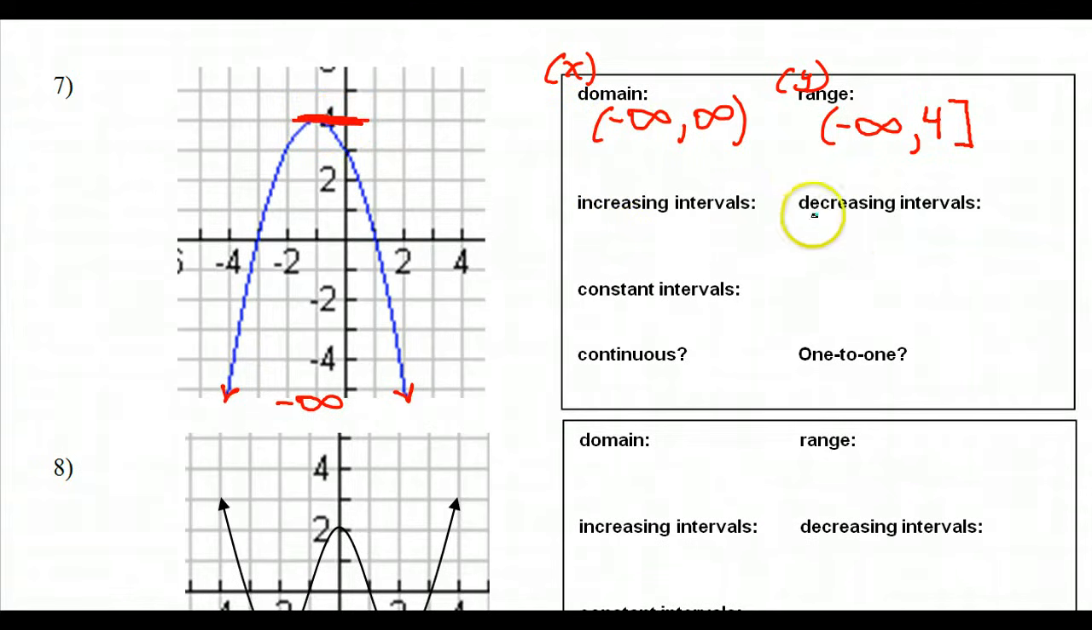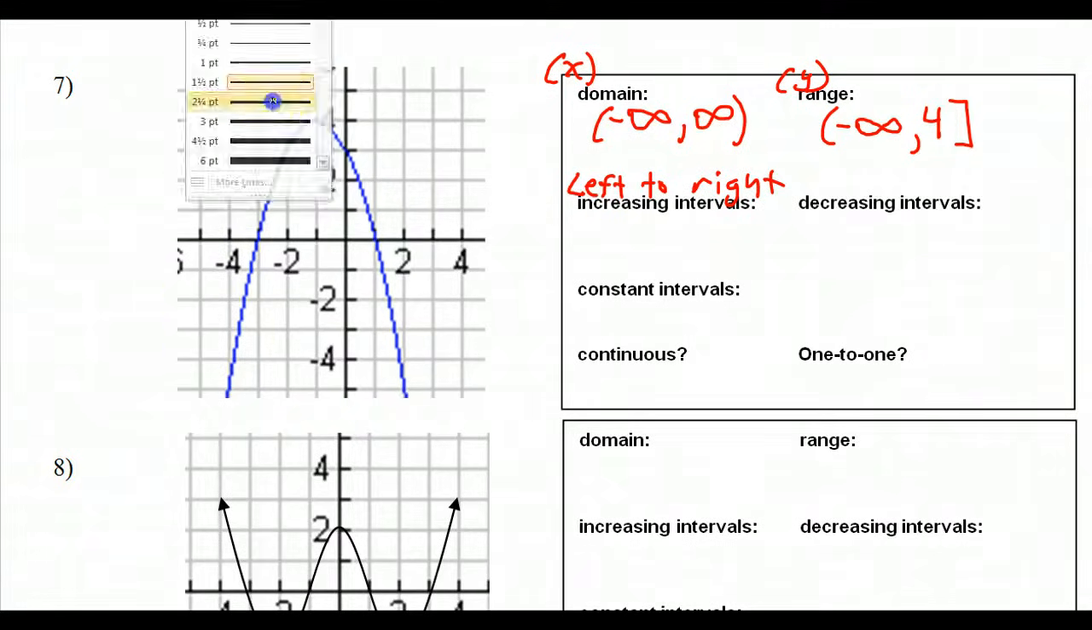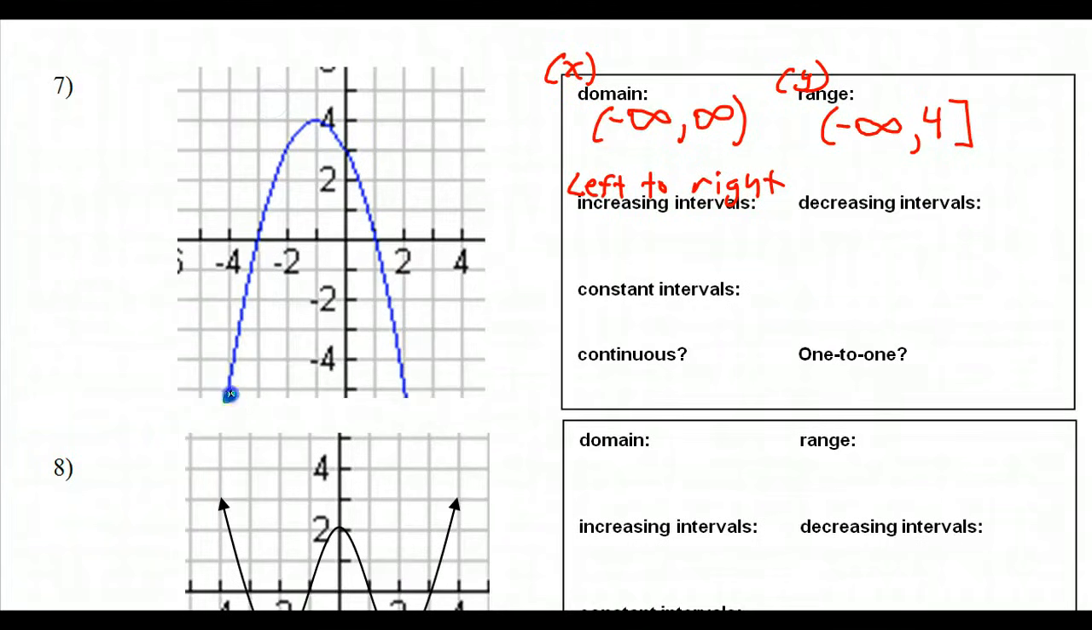Now let's talk about increasing and decreasing intervals. An increasing interval is just like it sounds. It's the x values where the graph is increasing from left to right. All right, and by the way, this has to be left to right. So look, let me colorize this for you. Say I'm starting out over here on the left side of the graph. This is my beginning point. And I want to get from here, and eventually I'm going to get all the way over here.